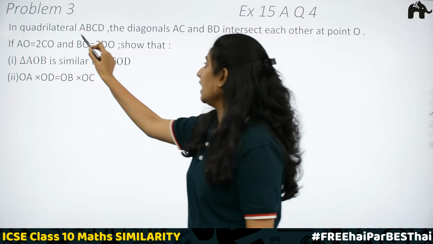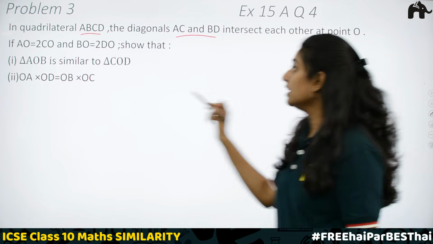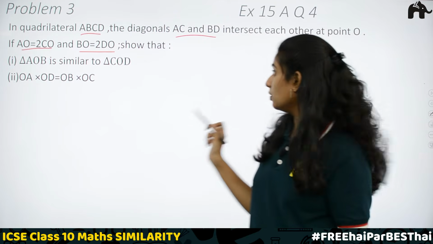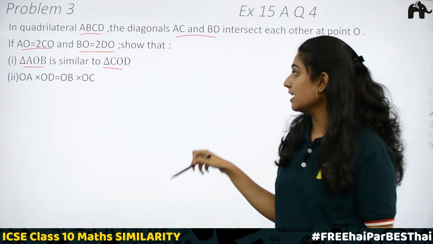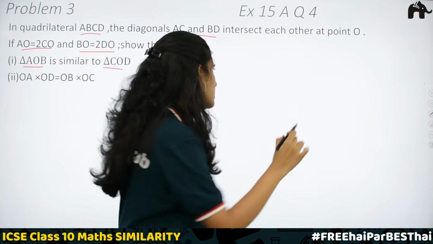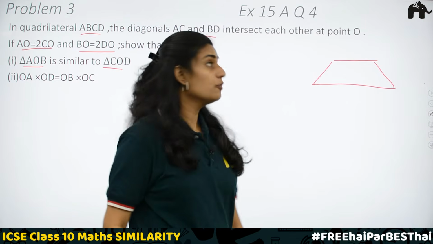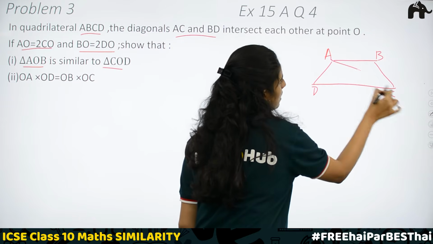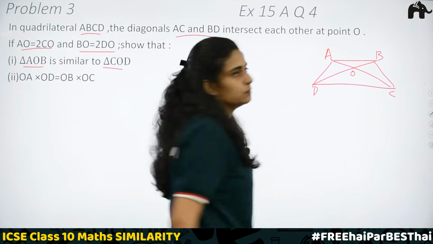Problem number 3, question 4 of exercise 15A. In quadrilateral ABCD, the diagonals AC and BD intersect each other at point O. If AO is equal to 2 times CO and BO is equal to 2 times DO, show that triangle AOB is similar to triangle COD and, second, OA into OD is equal to OB into OC. Let us consider a quadrilateral. A quadrilateral is a figure with 4 sides. I am naming it A, B, C, D. These are my diagonals AC and BD. They intersect at a point O.